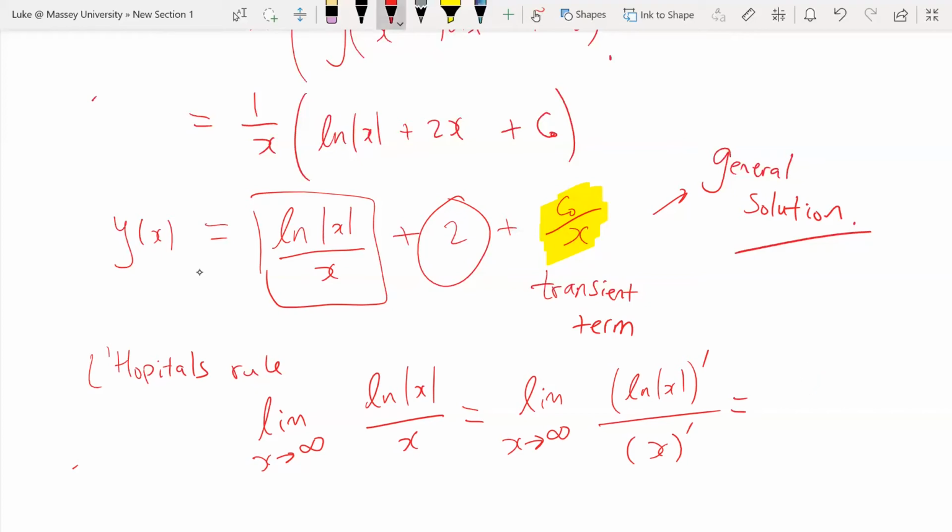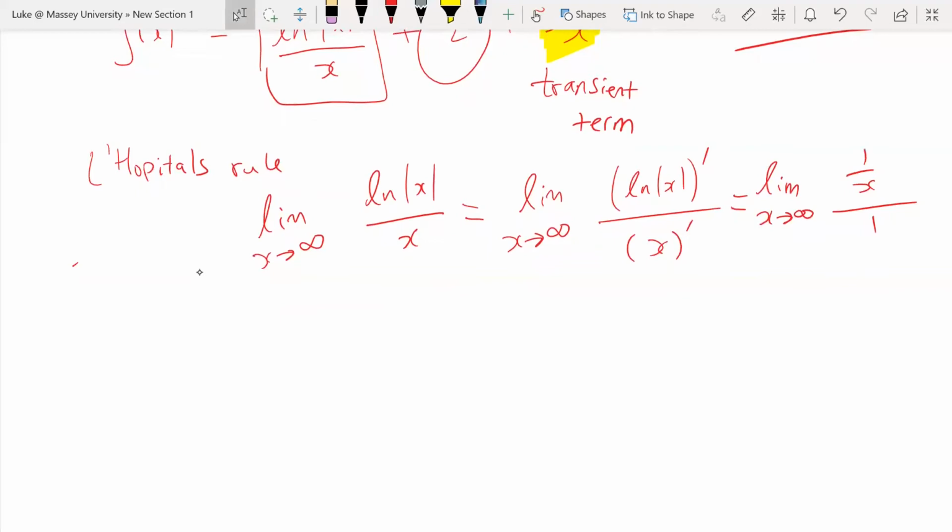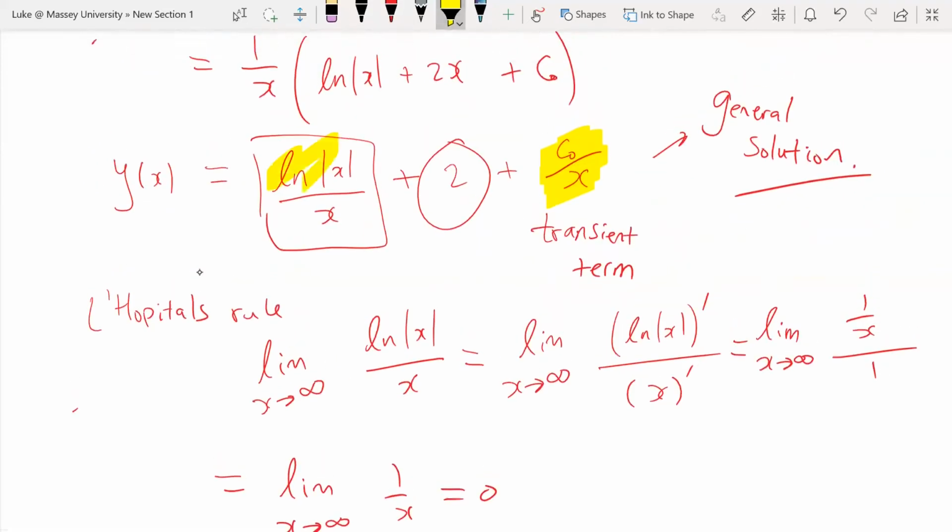So let's write the limit as x goes to infinity of 1 over x divided by 1. So the derivative of x is 1. So therefore this is equal to the limit as x goes to infinity of 1 over x, which is equal to 0. So this is also a transient term.